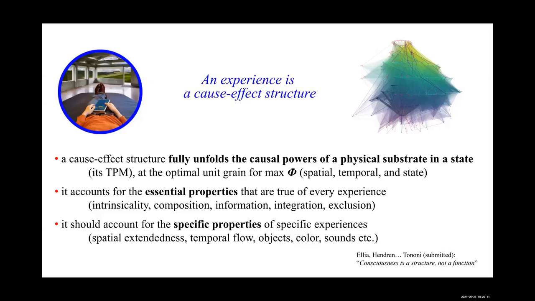Think a bunch of neurons, some on and some off somewhere in the brain, based on that operationalization, which is the transition probability matrix. And it does so at the optimal unit grain that maximizes existence, phi. It accounts then for the essential properties that are true of every experience: intrinsicality, composition, information, integration, and exclusion. And if the theory is right, it should account also for the specific properties of specific experiences with no further ingredients added. That is, for how space feels, time flows, and so on and so forth.